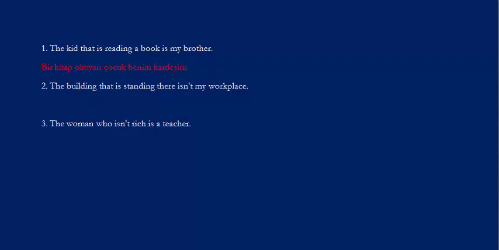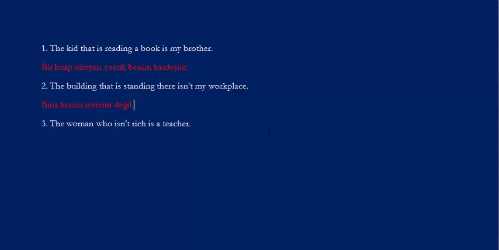So, the second sentence is, the building that is standing there isn't my workplace. So this "that is standing there" is the subclause. So the main sentence is, the building isn't my workplace. So building is bina, and workplace is, so it's first my, so benim. Workplace is iş yeri, and it's mine, so iş yerim, but it's not, so değil. We pronounce it usually değil, like this. Okay, değil.